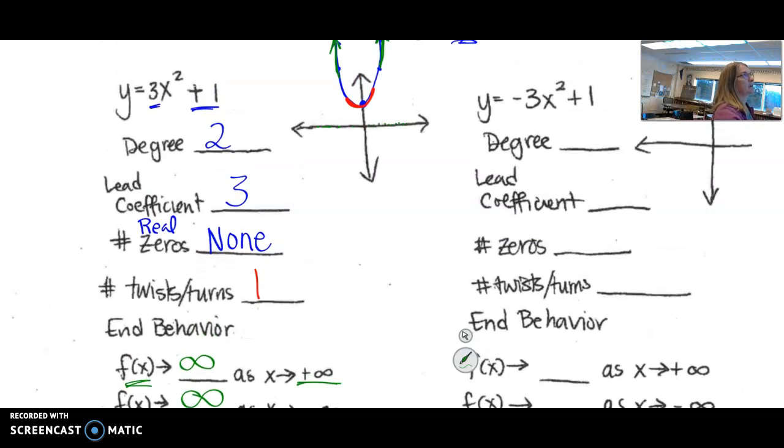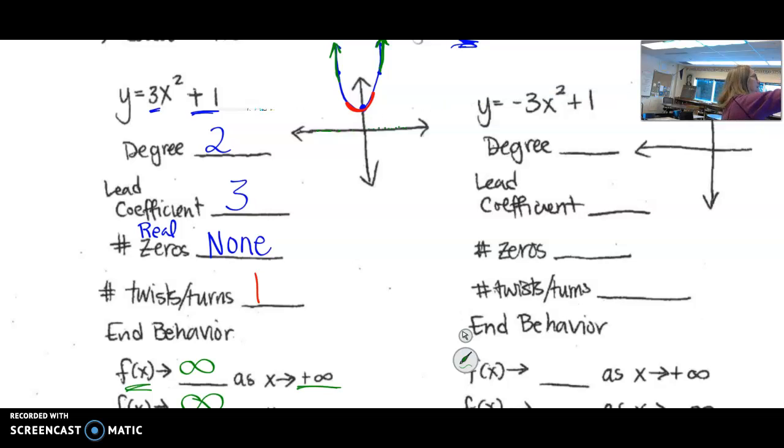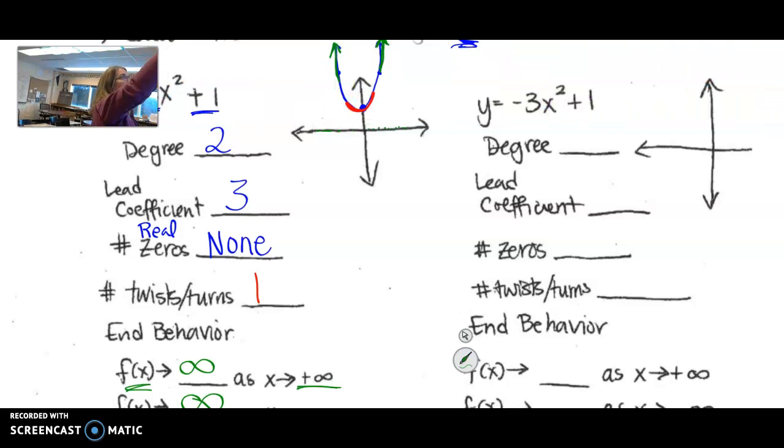Okay, so let's think about how this graph is different from the other one. The degree is still 2, right here. The lead coefficient, however, is negative 3. And remember, when we have an a value that's negative 3, what does that do to the direction the graph opens? Hopefully you remember. It's still going to shift up 1 unit, so you're going to have a vertex up here somewhere. But instead of going over 1 and up 3, we're going to go over 1 and down 3. That negative flips the graph upside down, maybe a little bit farther than that.